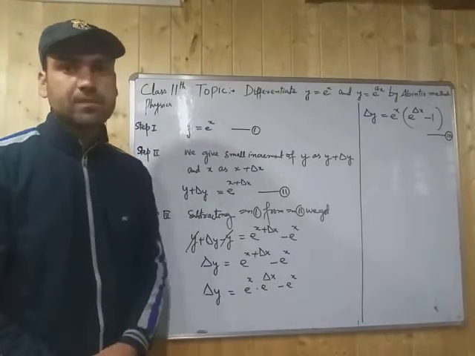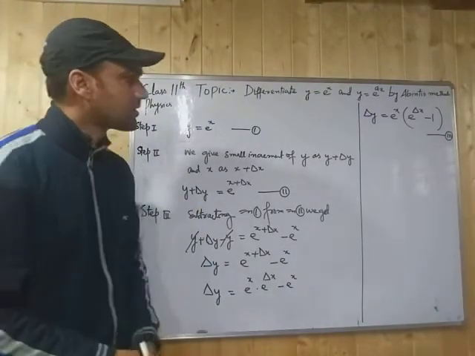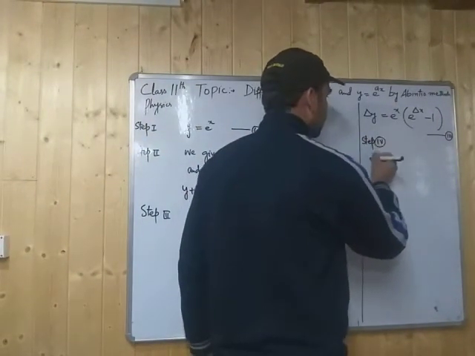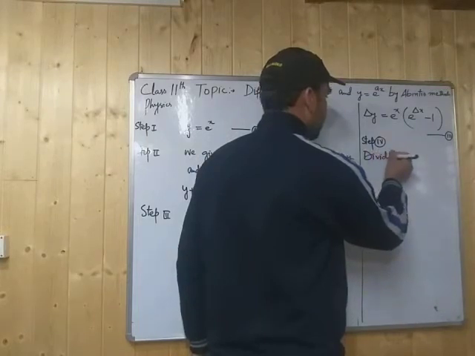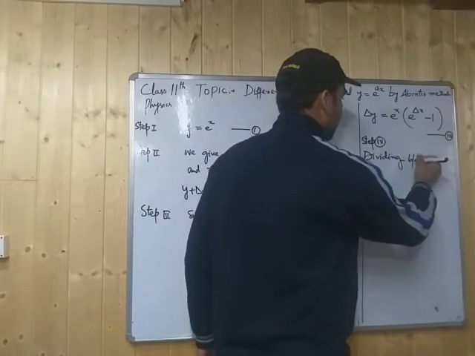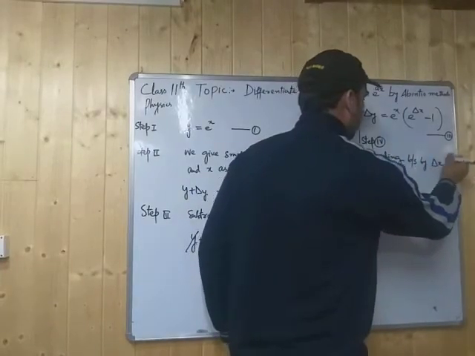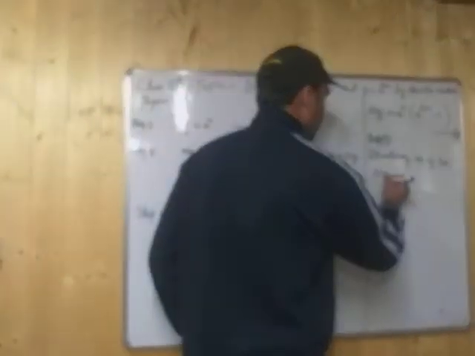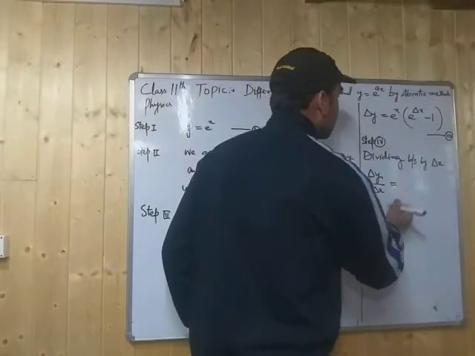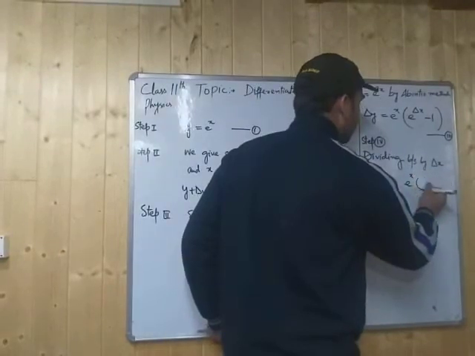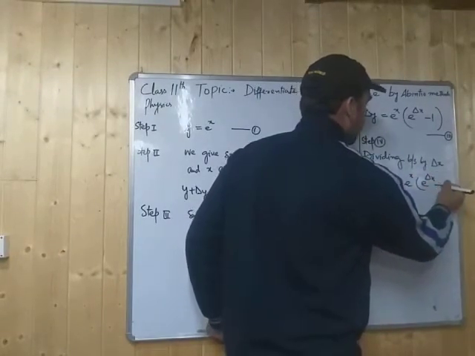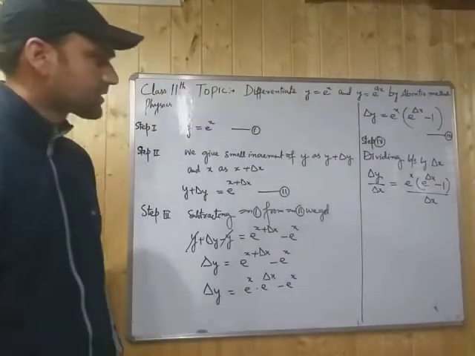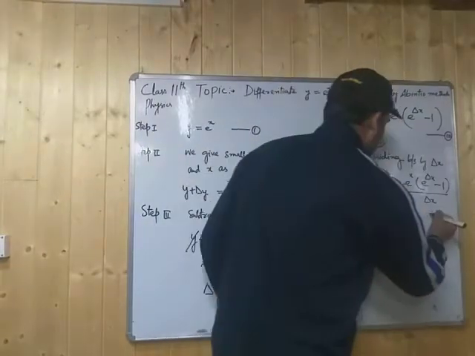So the fourth step is we divide both sides by del of x. So here we will divide: del y divided by del of x is equal to e raised to power x into e raised to power del x minus 1 divided by del of x. So this is the fourth equation.